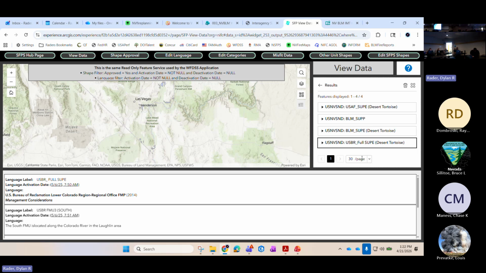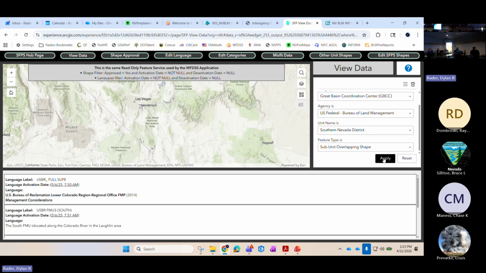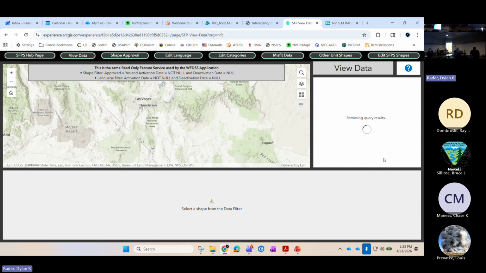These are the subunit non-overlappings. They're subunits because they all have to fit within that unit boundary. In this case, they're non-overlapping because within each of those polygons, you only have one type of map. You're going to go in full suppression or whatever those options are. In the overlapping shapes, you can have that query.